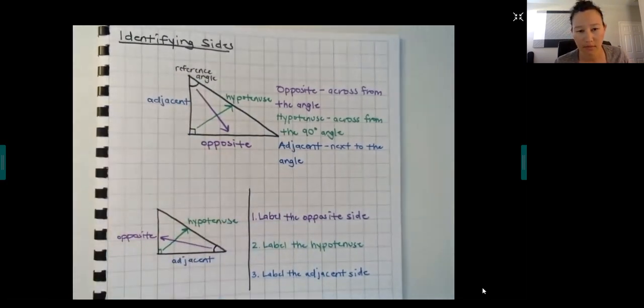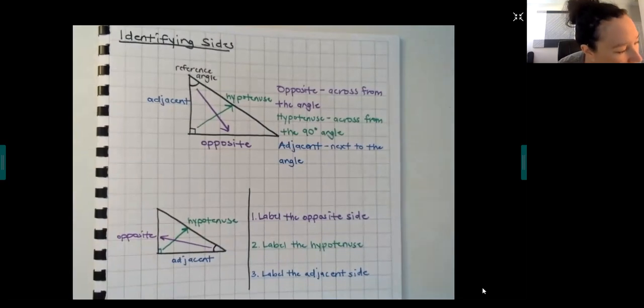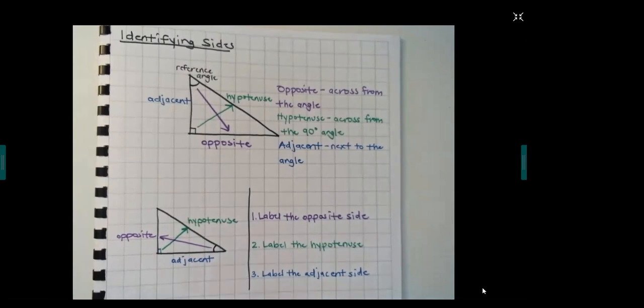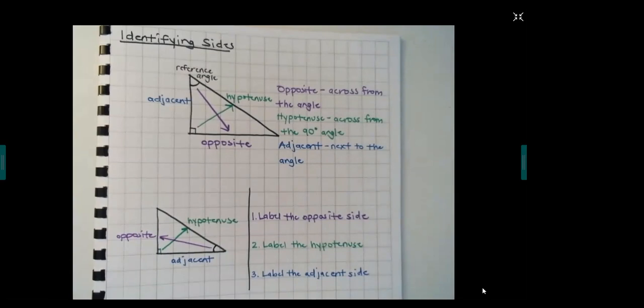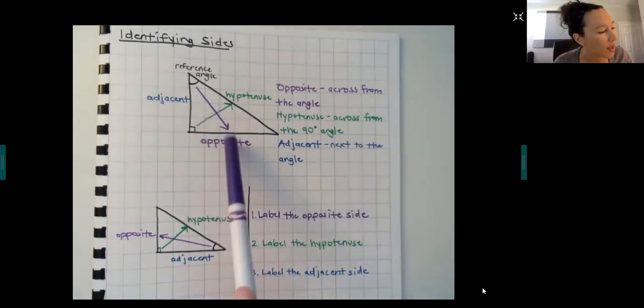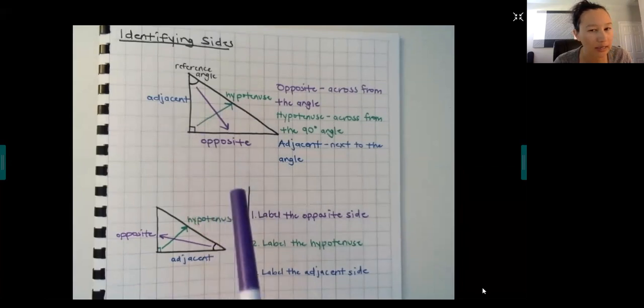So it's technically like an old lesson we used to learn. Sorry, say that again? It's like one of the lessons we learned about. It's brand new. We're just doing it today, but yes. Okay. So do you kind of understand how to identify the hypotenuse, the opposite, and the adjacent? Yeah, I think so. Okay.